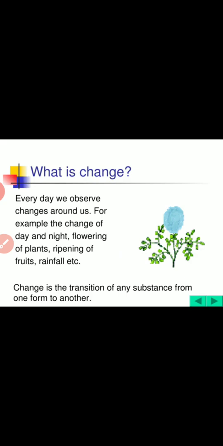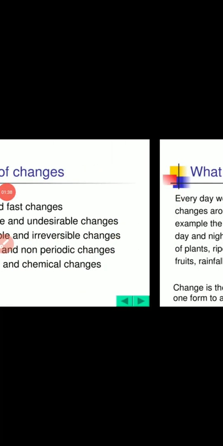So dear children, what is meant by change? Every day we observe changes around us, okay? For example, the change of day and night, flowering of plants, ripening of fruits, rainfall, etc. are nothing but the changes around us. So what is the actual definition of change? Change is the transition of any substance from one form to another. It is nothing but the transformation of any substance from one form to another. So this is nothing but change.